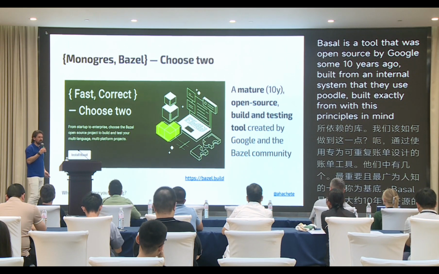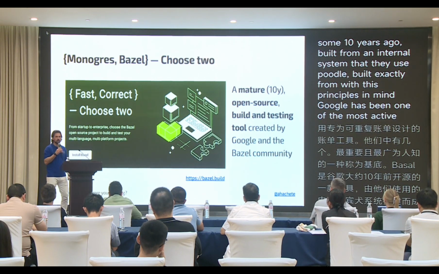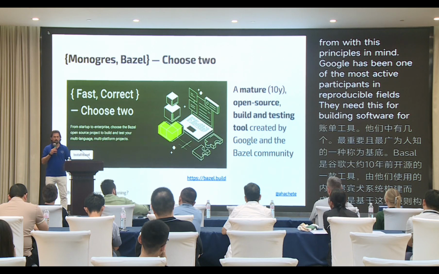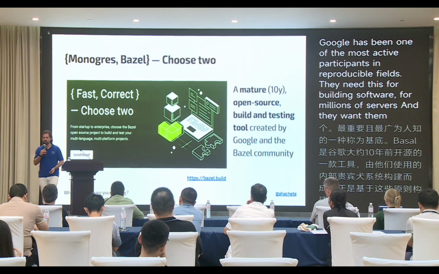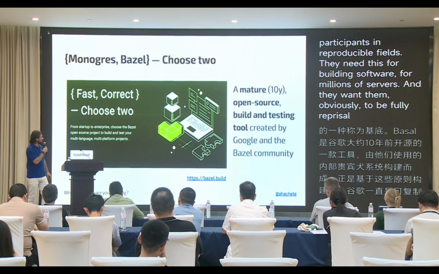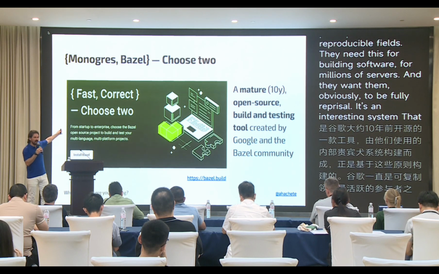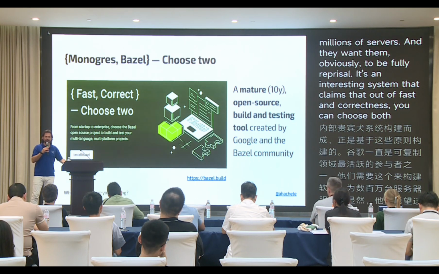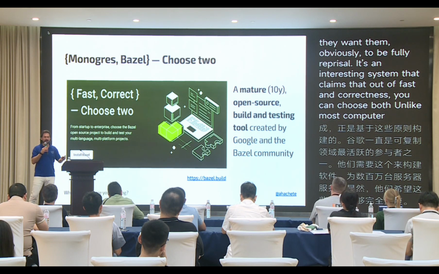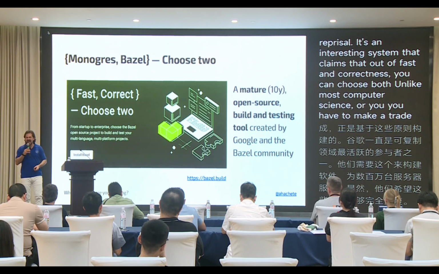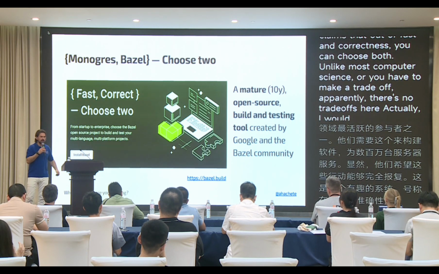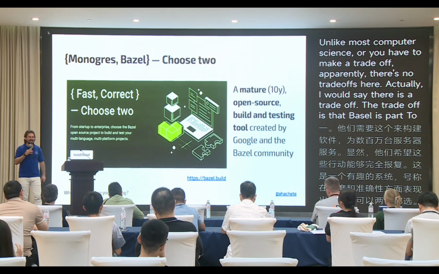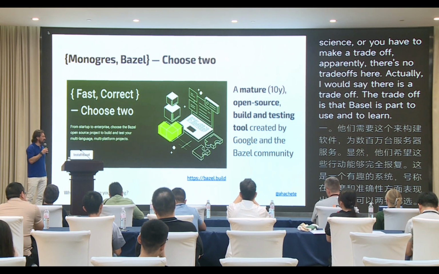Google has been one of the most active participants in reproducible builds. They need this for building software for millions of servers, and they want them obviously to be fully reproducible. So it's an interesting system that claims that out of fast and correctness, you can choose both. Unlike most computer science, where you have to make a trade-off. Apparently, there's no trade-offs here. Actually, I would say there is a trade-off. And the trade-off is that Bazel is a bit hard to use and to learn. But it's a great build software.